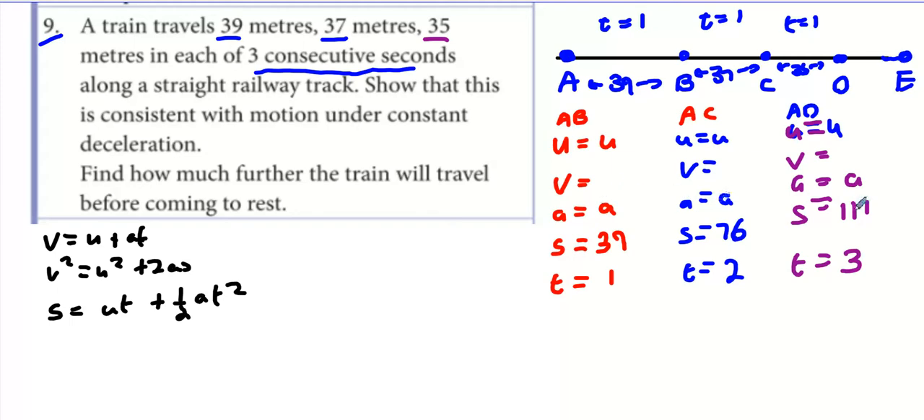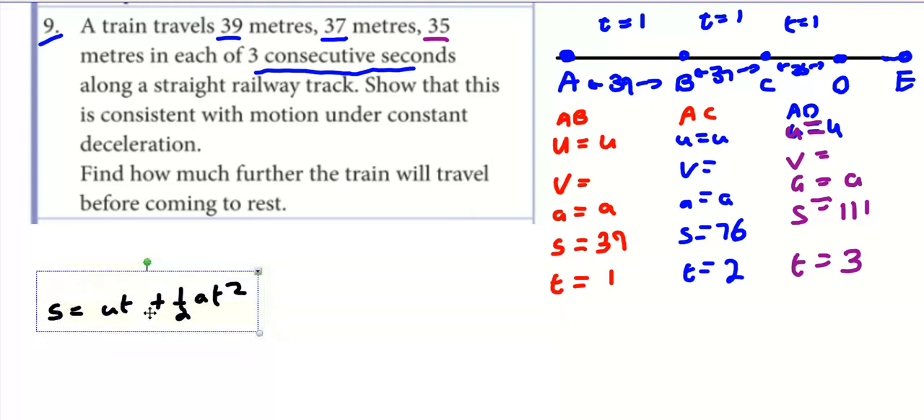Remember we said we're not using the v's because the v's are different in every section. That pretty much rules out 2 equations, doesn't it? Because both of them have v in it. So we're only left with 1 equation. All right, in we go.